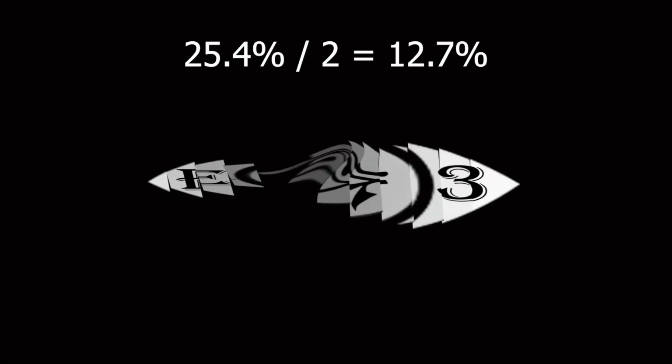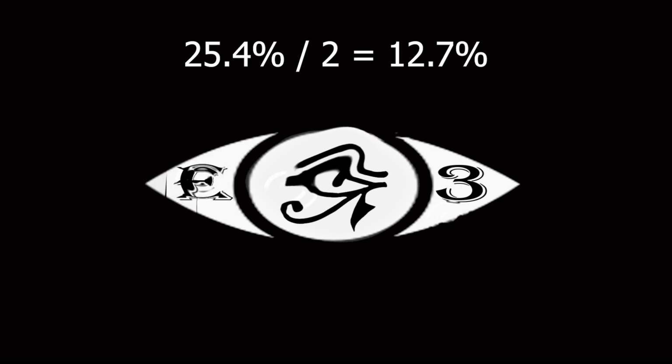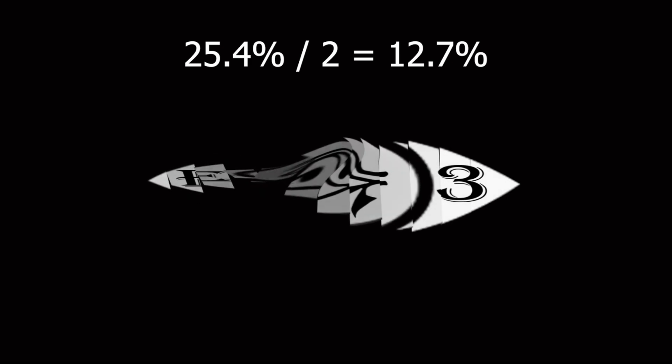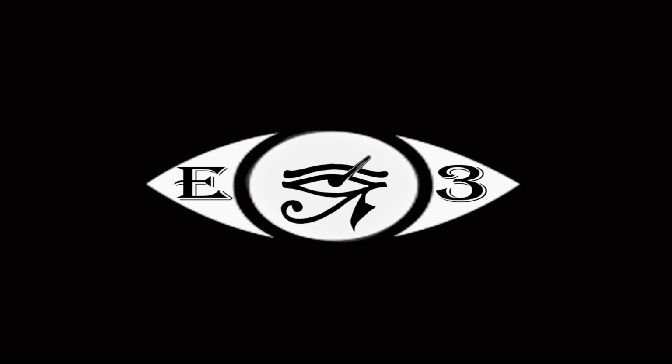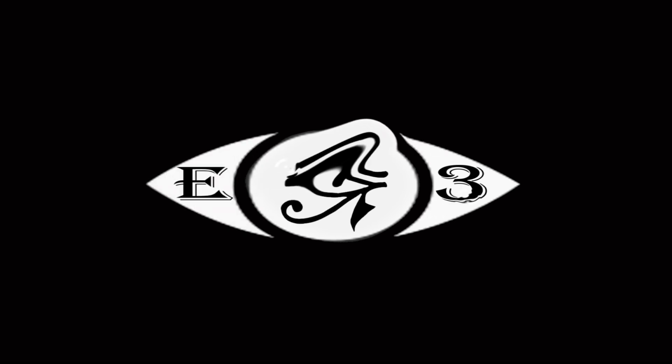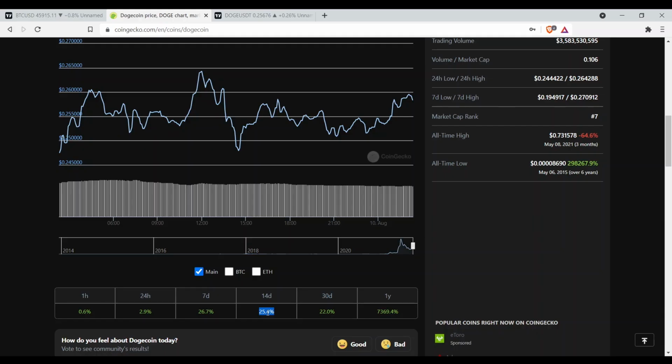If we divide 25.4% by 2, that'll give us 12.7. The reason why I did that is because I'm just trying to be conservative, because over the next 2 weeks, we may do 25.4% again, or we may do more, or we may do less. So I'm trying to find an average for the month of August. I just take half of what we did for the past 2 weeks. I take half of 25.4, which is 12.7, and I just apply that to the next 2 weeks, just to be conservative.